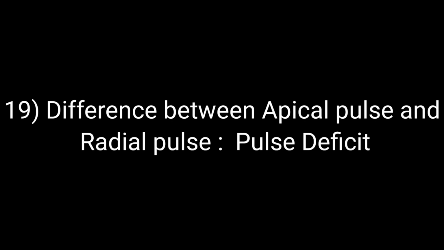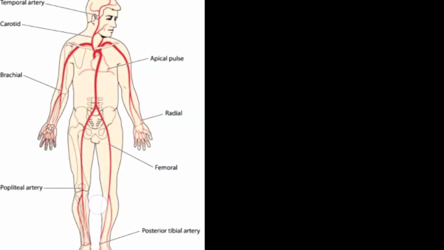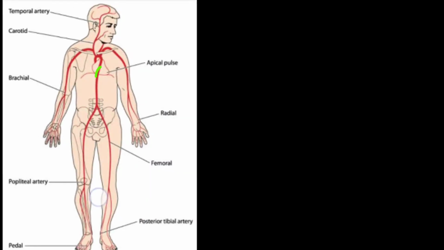Point number 19. Difference between apical pulse and radial pulse: pulse deficit. The apical pulse rate will never be lower than the peripheral pulse rate. The resulting number is the pulse deficit. Normally, the two numbers would be the same, resulting in a difference of 0. However, when there is a difference, it is called pulse deficit.